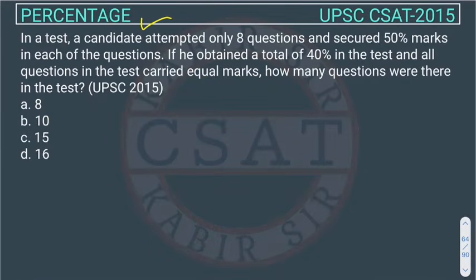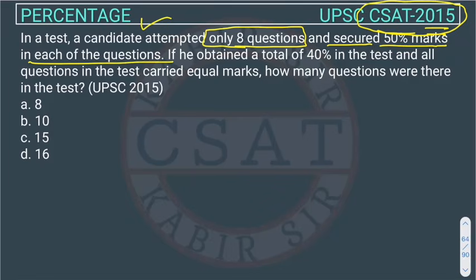This is a question of percentage asked in the UPSC CSAT exam 2015. In a test, a candidate attempted only 8 questions and secured 50% marks in each of the questions. Suppose there are Q questions, and he attempted only 8 of them. And how much marks is he getting in these 8 questions? He is getting only 50% marks.